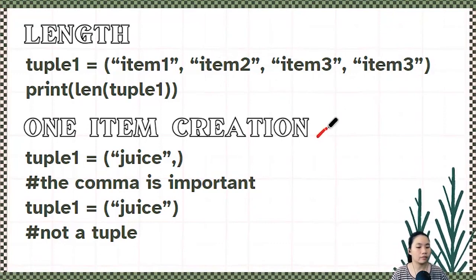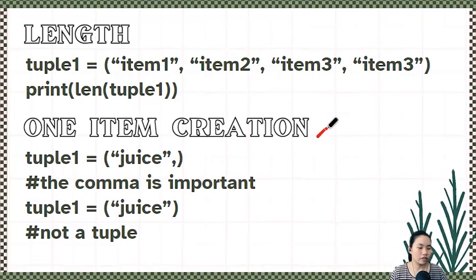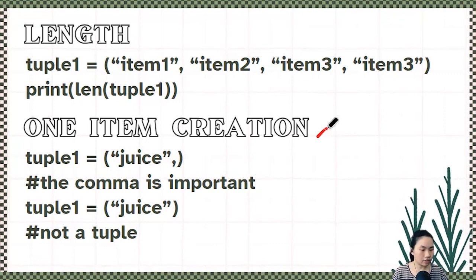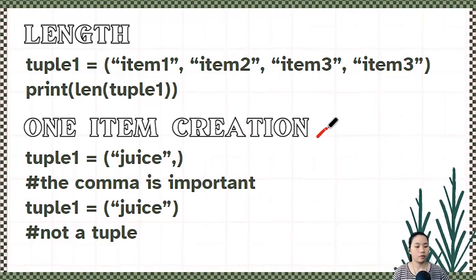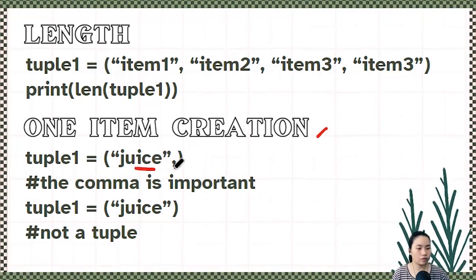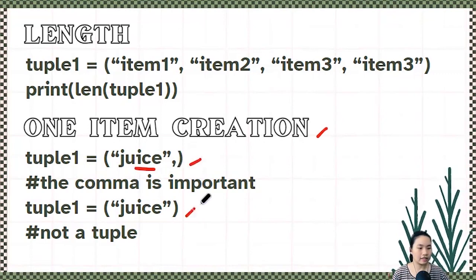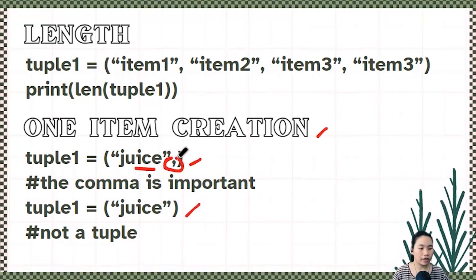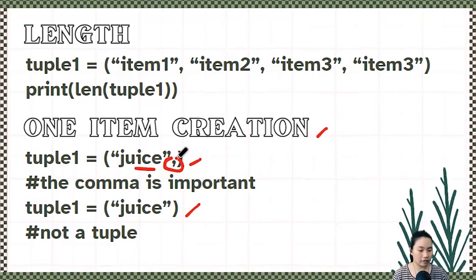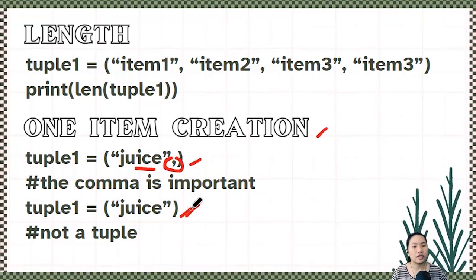Now, with one item creation, sometimes you don't really know, or you want the user to input the rest of the tuple. So you work with one item, okay? Tuple, choose one item. But there's a difference between this and that, and that is the comma. The comma is very important. It basically tells Python, hey, this is a tuple, okay? If you don't include the comma, Python would just take this as a singular string in a variable.